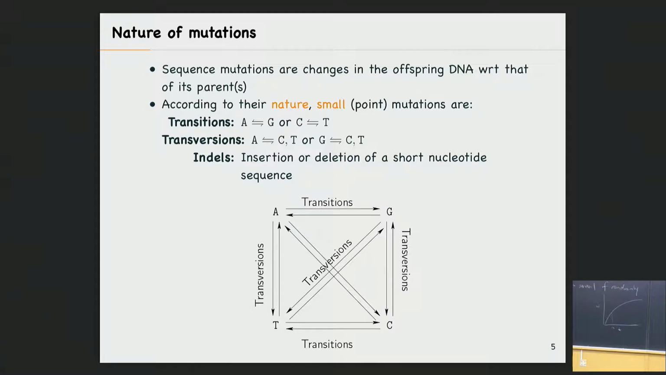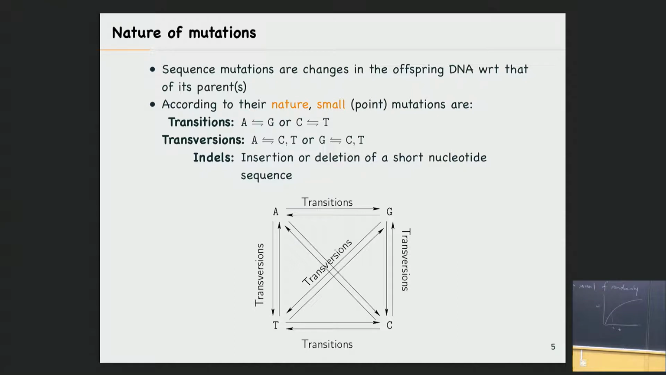So these point mutations can be classified according to their nature in two kinds. One kind is that A goes to G or C goes to T. The reason is that these are purines and pyrimidines, two-looped or one-looped nucleotides, and the transitions keep the number of loops, keep the nature of the nucleotide at this level.